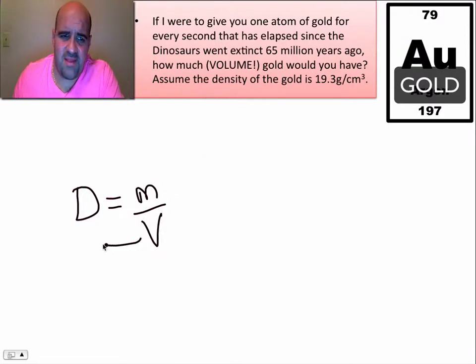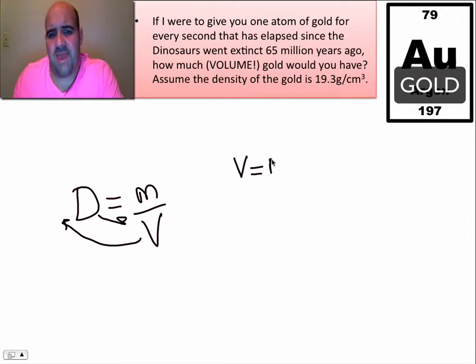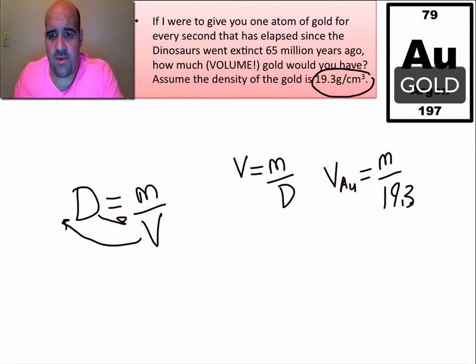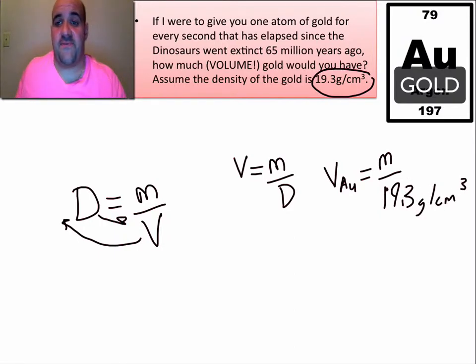So we know we can bring the V up, we can bring the D down, and volume equals mass divided by density. And in this case, I give you the density value. So I'm asking you to give me a volume of gold. The volume of gold, AU, volume AU, will equal the mass of the gold we have divided by 19.3 grams per centimeter cubed. Wonderful.